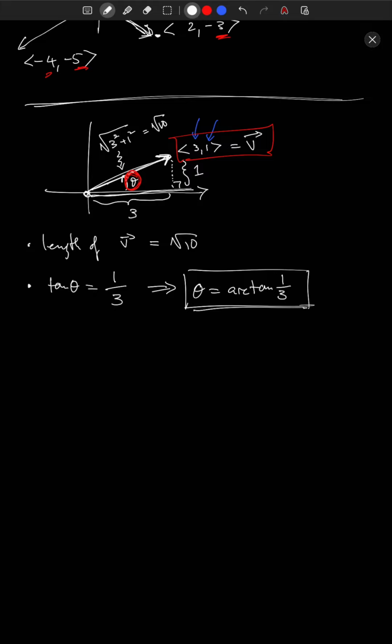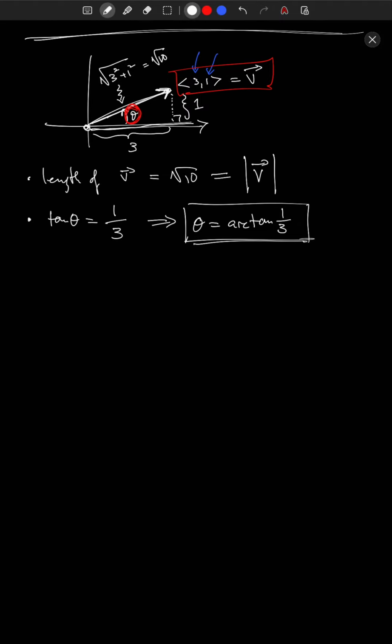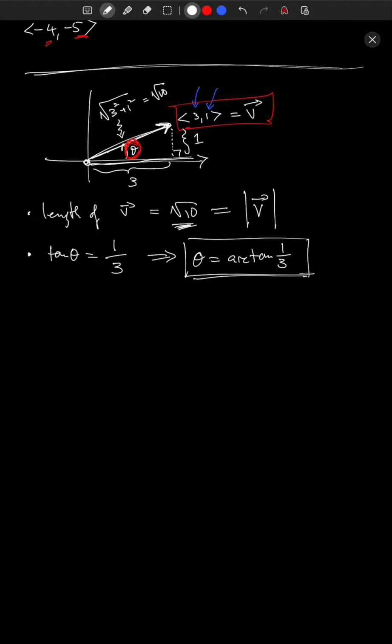Before we move on, one small bit of notation. The length of v, we don't want to have to keep writing that. So the notation for the length of v is the absolute value of v. The absolute value of a vector is a number, and that number is the length of the vector. This example here was where I gave you v is 3 comma 1, and I figured out the length and the angle.